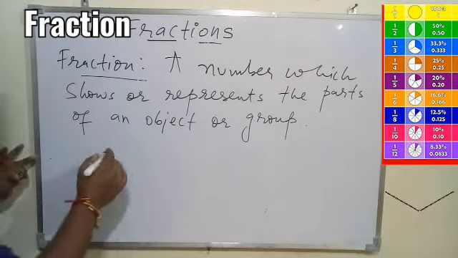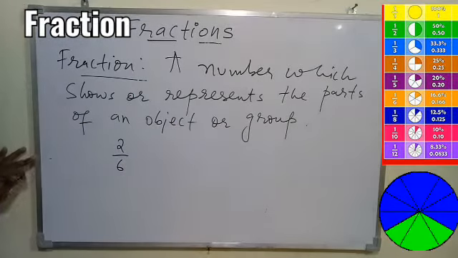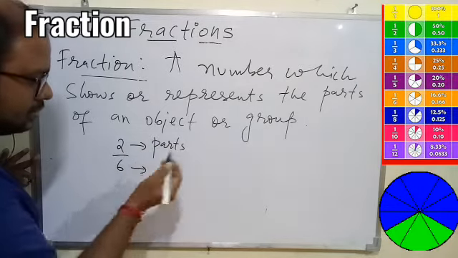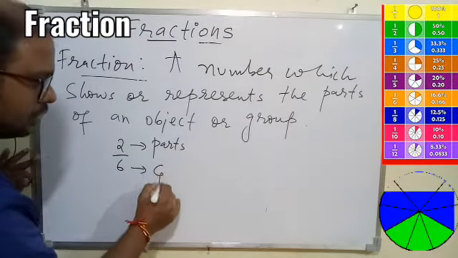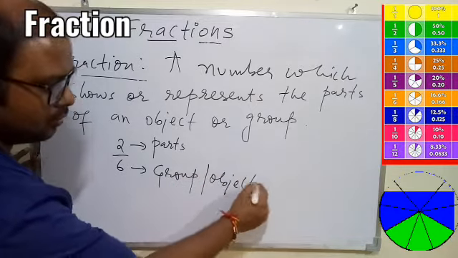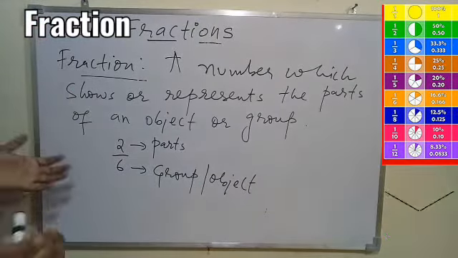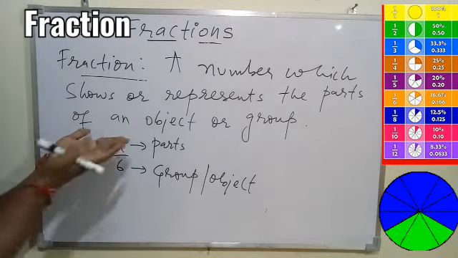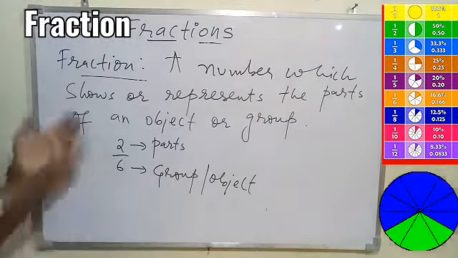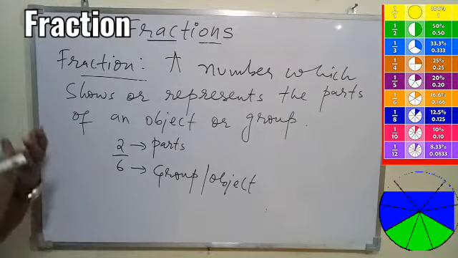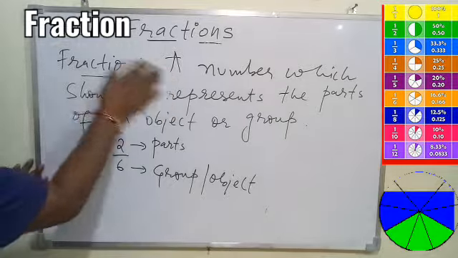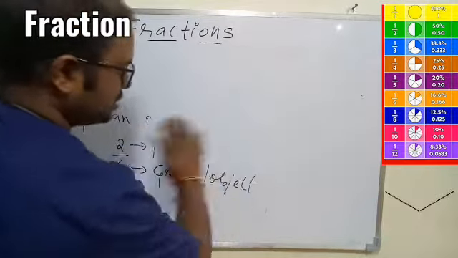So in the very first case we understood 2 upon 6. 2 is nothing but your parts and 6 is nothing but your entire group or the object. So overall, we are doing this only in the fraction. We are basically showing how many parts of a given group or object. That is how the fraction can be defined and understood, and we'll have more and more clarity when we start with the different concepts related to the fraction.